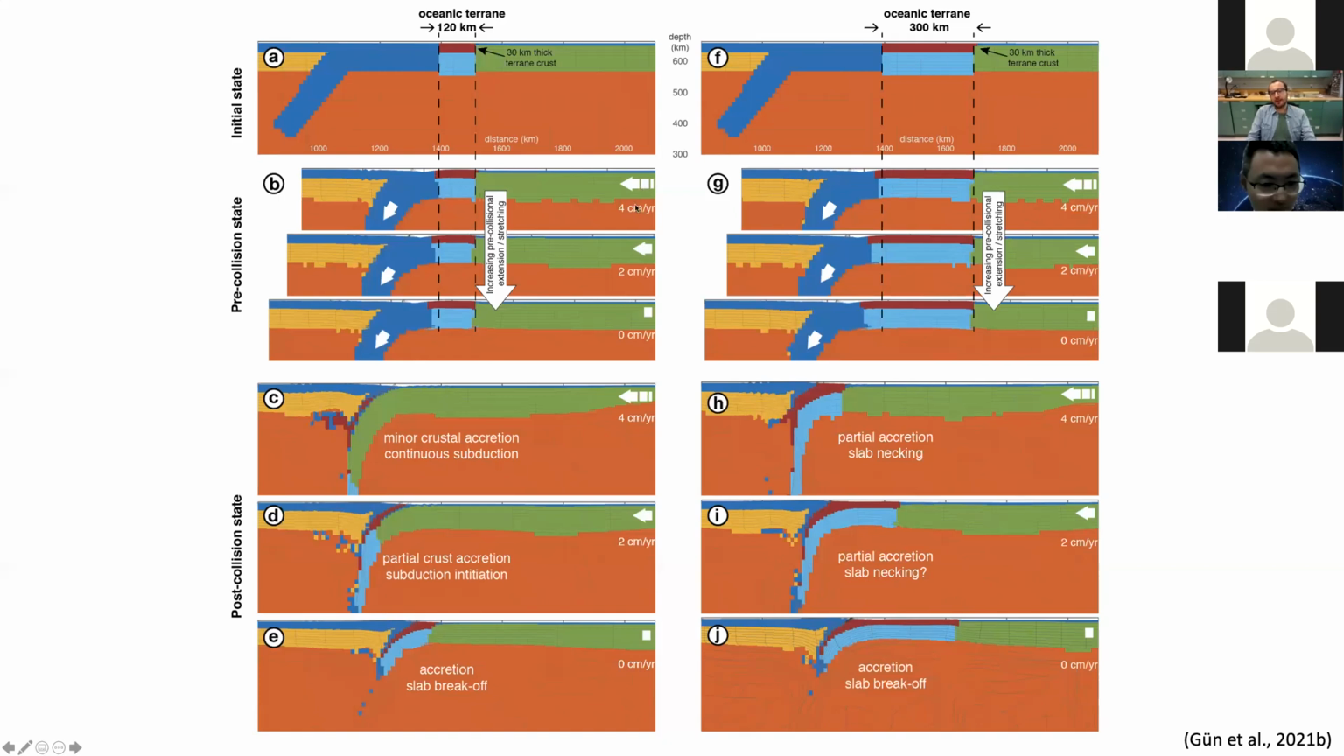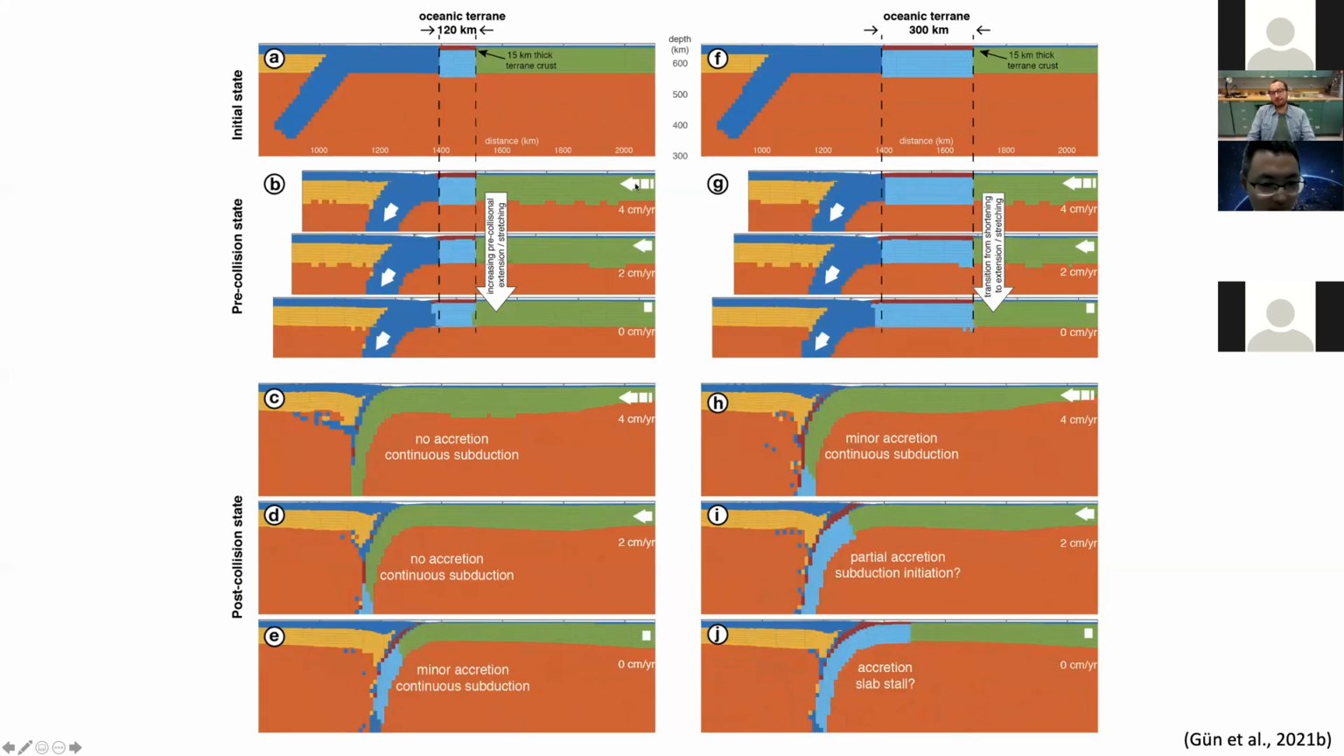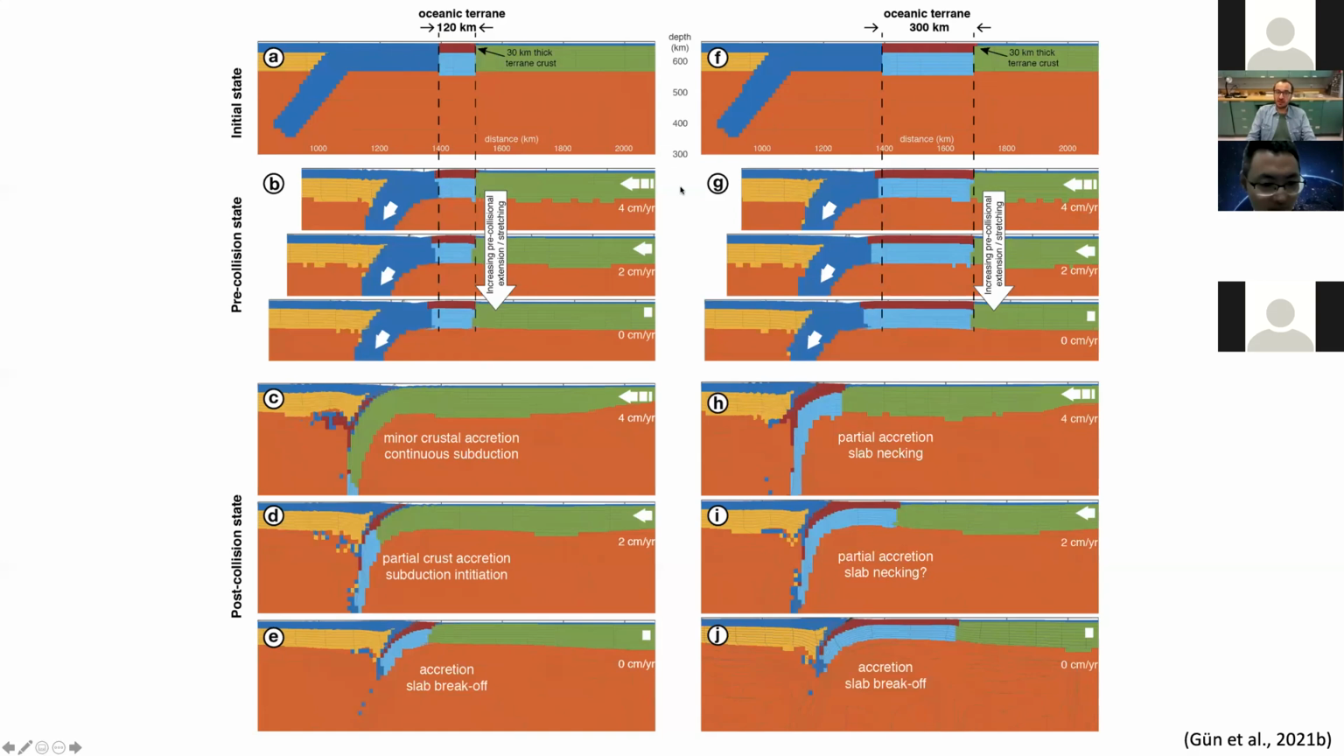And again, we see the trend of decreasing extension magnitudes when we increase the impulse velocity. But the intriguing part is the post-collisional state. For example, in these 4 centimeter per year models, yeah, we start to see some minor crustal accretion, but also we see some delamination here.